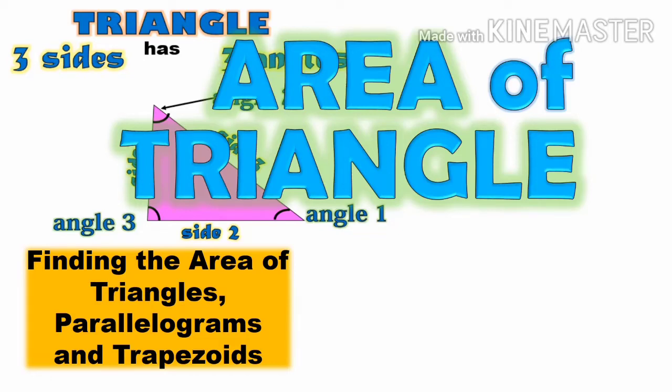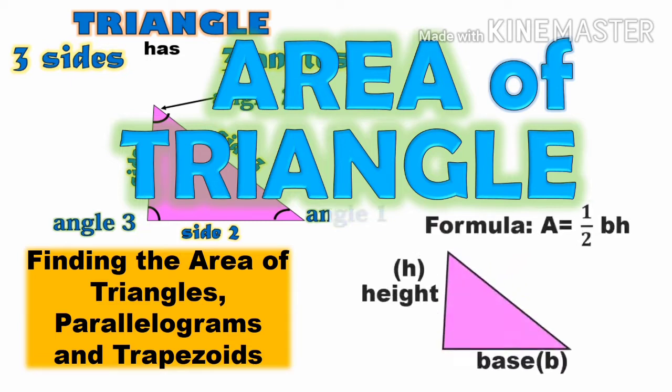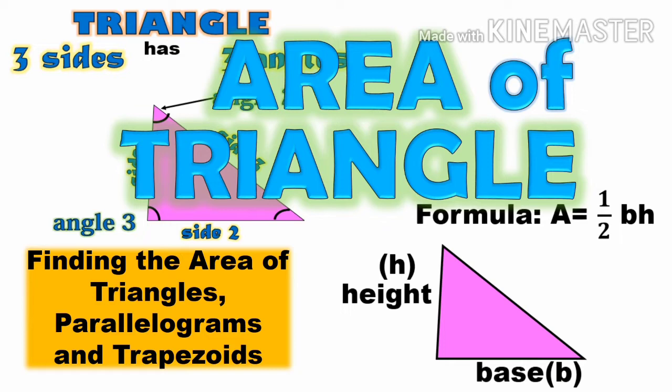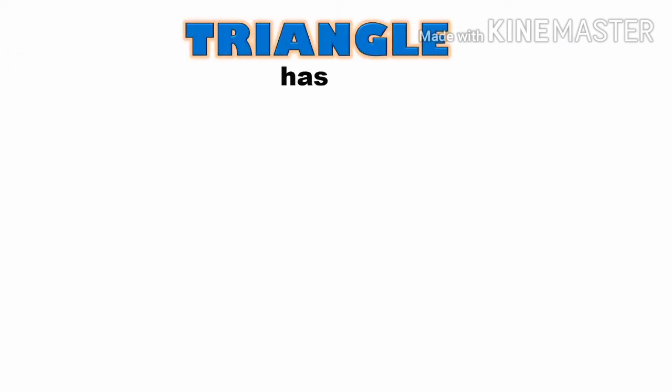Everyone, so in this video, we are going to study how to find the area of a triangle. And we are going to use the formula A is equal to 1/2 BH, wherein B is what we call the base and H is height. Okay, so let's have now the parts of a triangle.